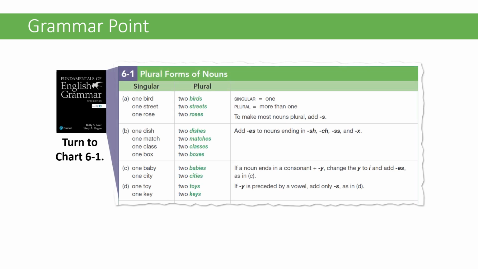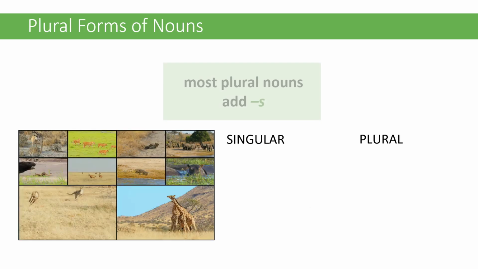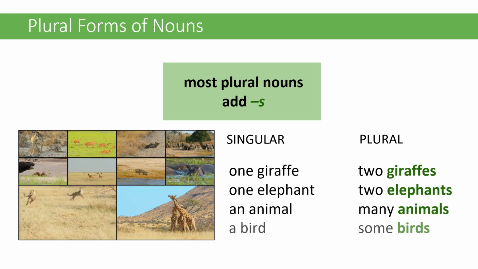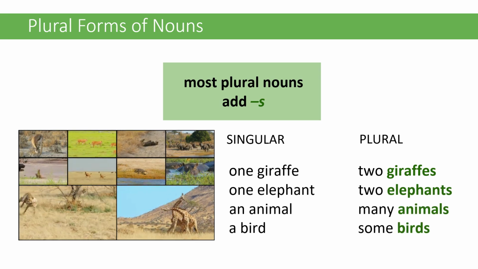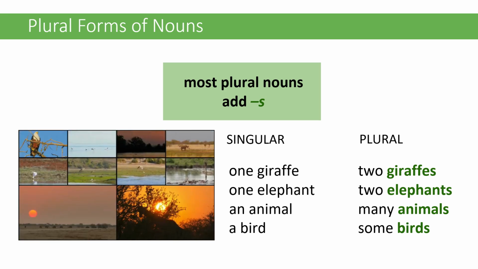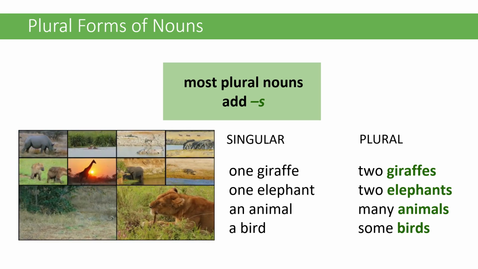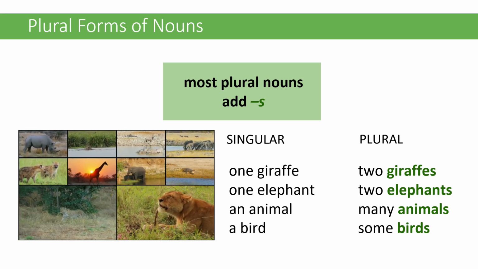All right, so let's start off with this first chart, 6-1. Plural nouns usually end in S or ES. It depends on the spelling of the noun, particularly what comes at the end of the noun. For most plural nouns, you add an S to form the plural, as in the examples: 1 giraffe, 2 giraffes, 1 elephant, 2 elephants, an animal, many animals, a bird, some birds.